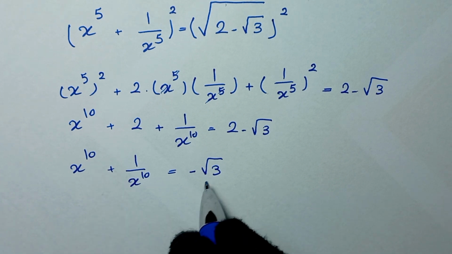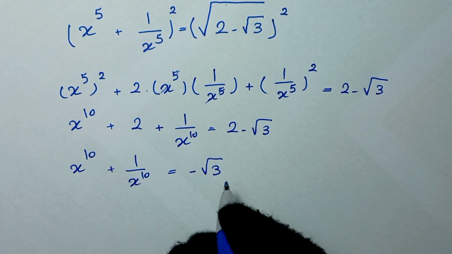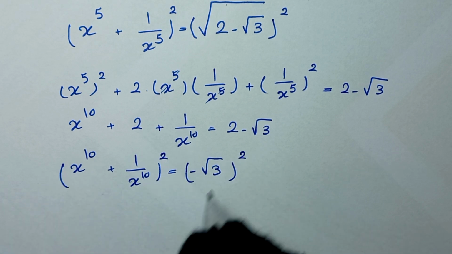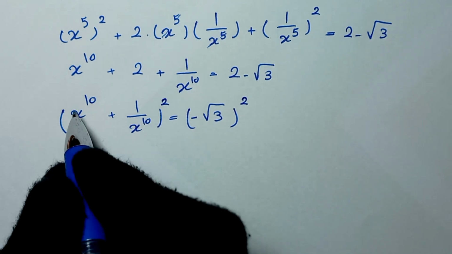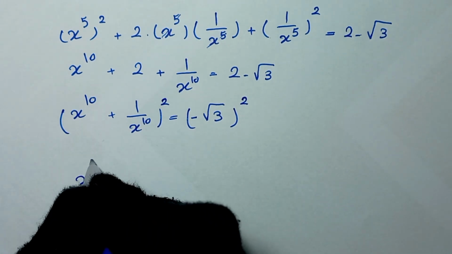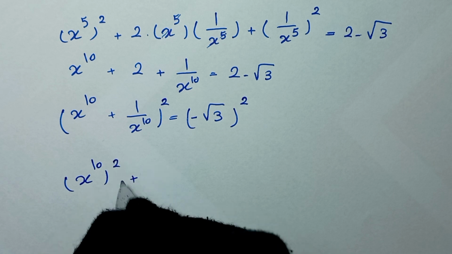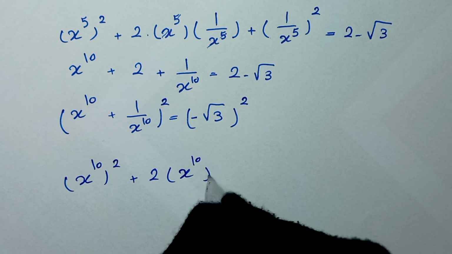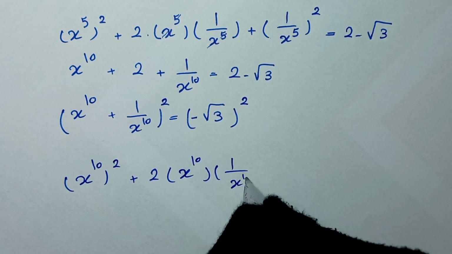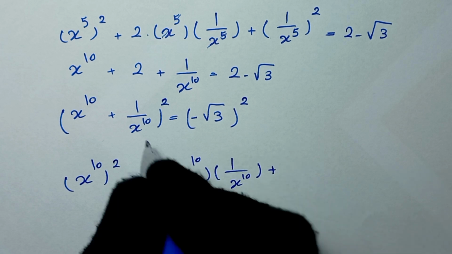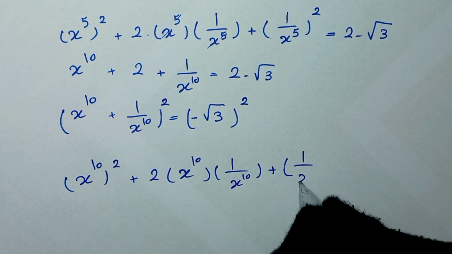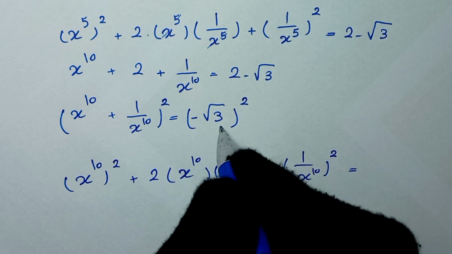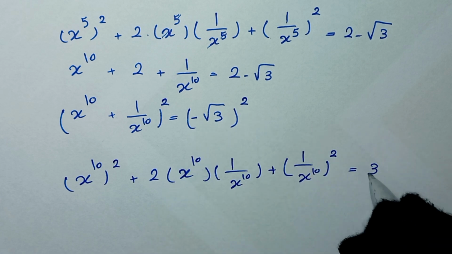And in next step, we again square both sides of this equation, and it will be this to the power of 2 and this to the power of 2. So, it will be x to the power of 10 to the power of 2 plus 2 times x to the power of 10 times 1 over x to the power of 10 and plus this to the power of 2. 1 over x to the power of 10 to the power of 2 is equal to, in here, this to the power of 2, it will be 3, right?